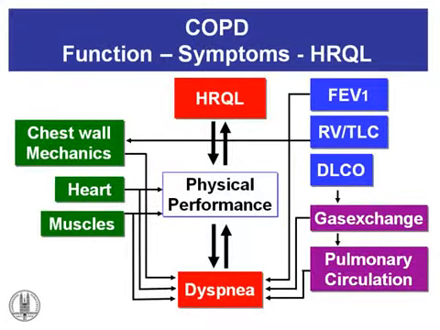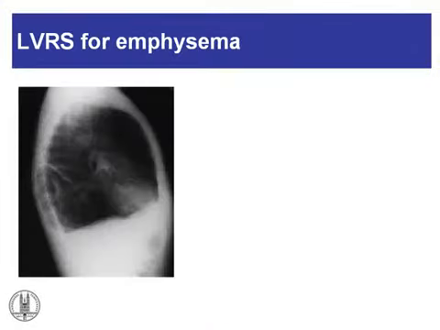And therefore, we hypothesized that when you select patients with homogeneously destroyed lung tissue properly, by improving this chest wall mechanics, these patients may profit as well. So let's go quickly back for those who are not so familiar with the pathophysiology which is behind.